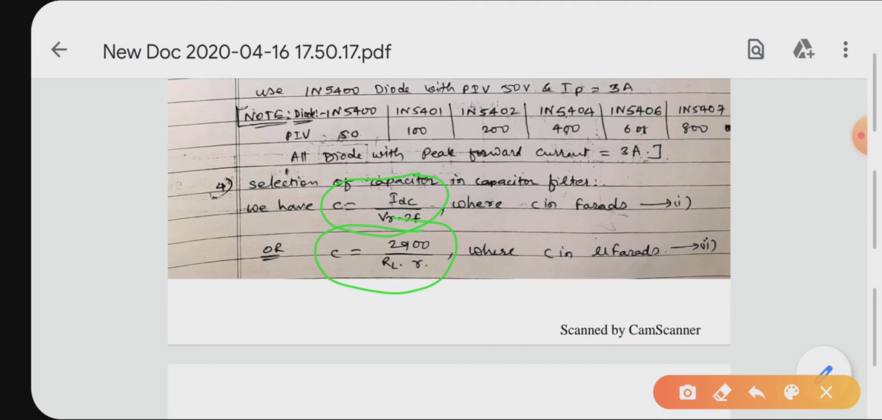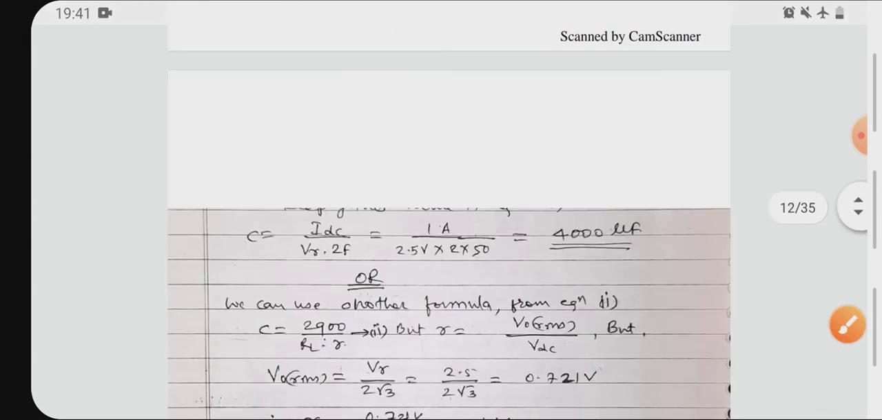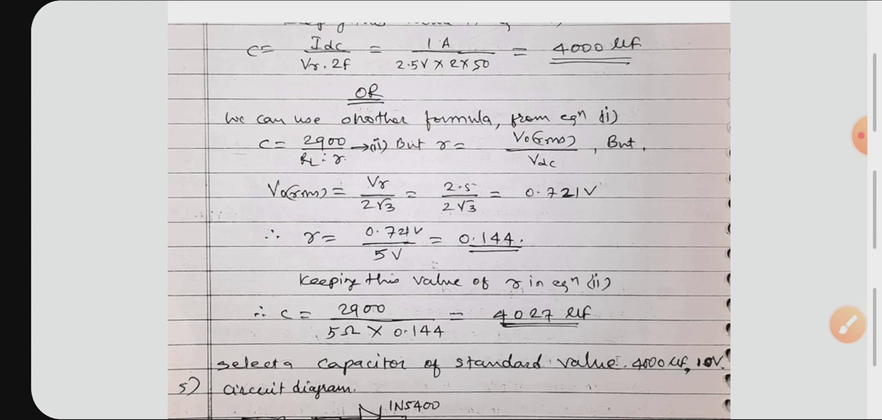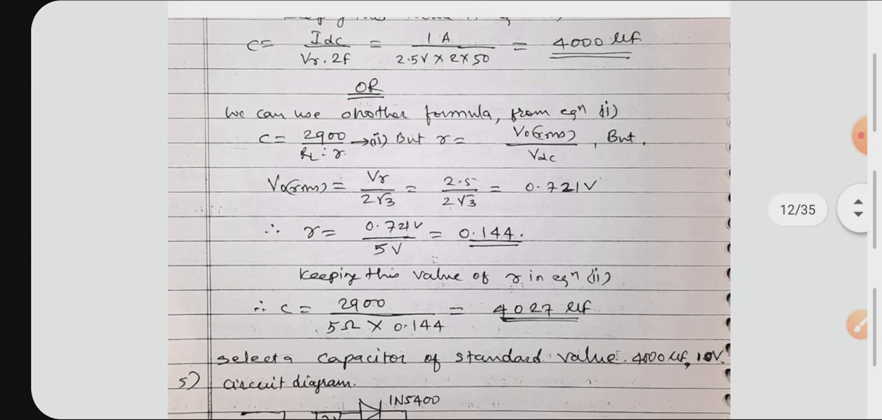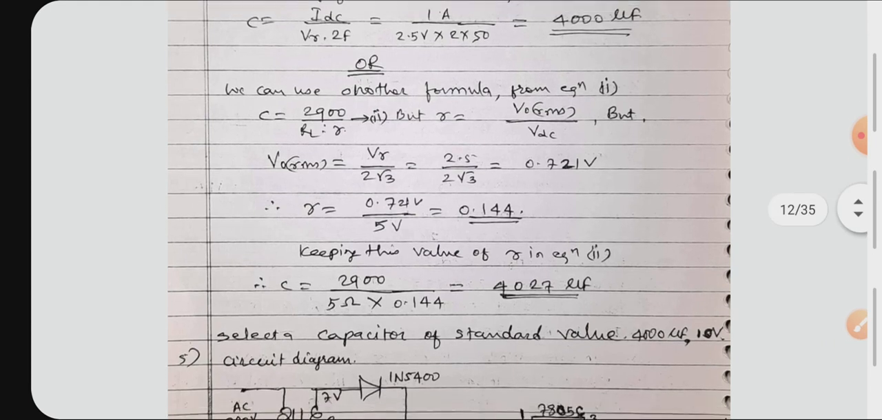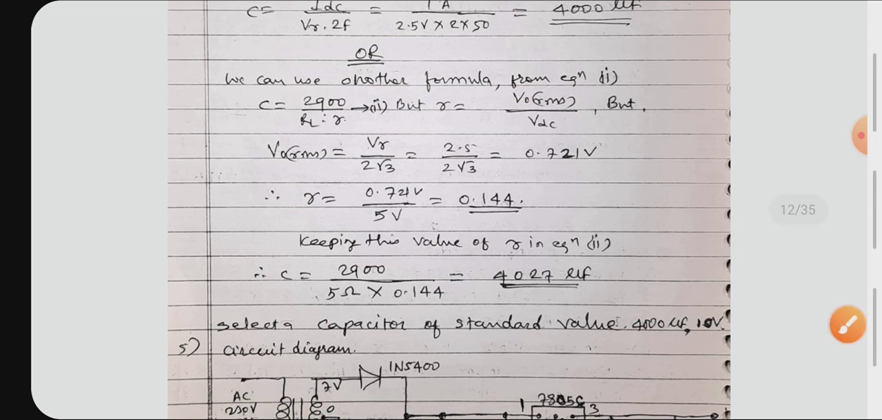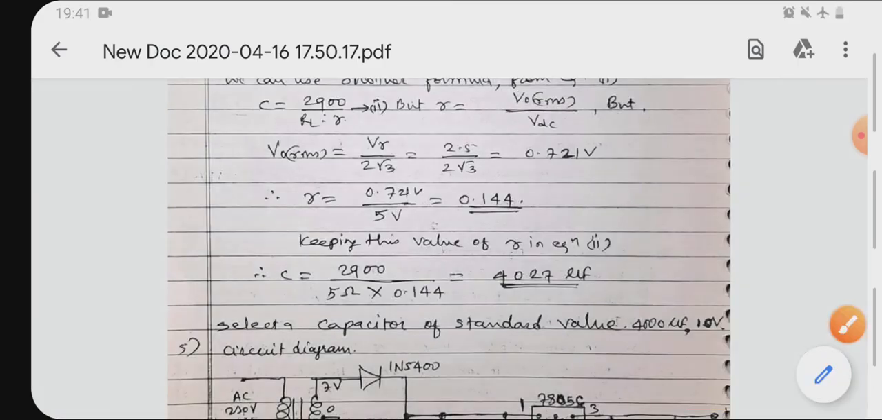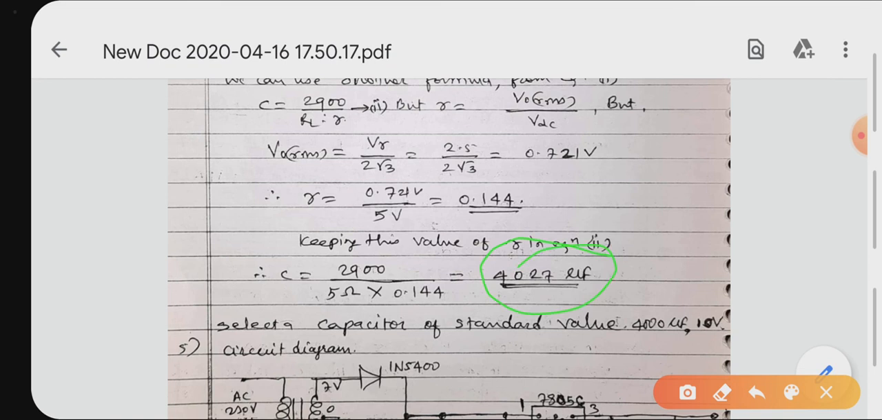Calculated value of C will be in farads in the first case, and in the second case it will be in microfarads. As I already told you, if you are using this formula from the table, the calculated value of capacitor will always be in microfarads. So here you will get the value as 4000 microfarad by using the first formula. By using the second formula you will get the same value, 4027, it can be rounded off to 4000 microfarad.